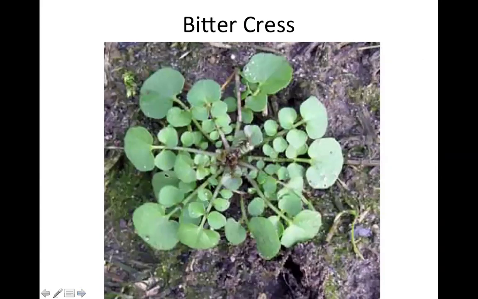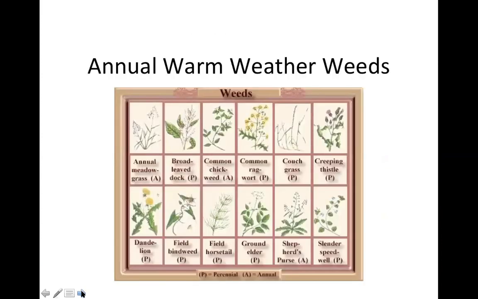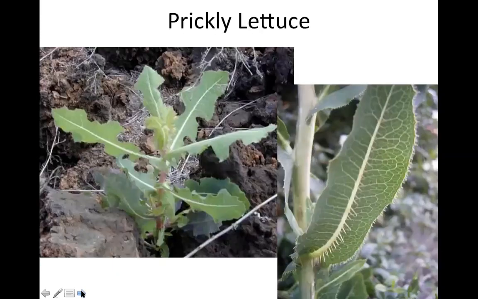Bittercress, again, they're pretty easy to deal with. I believe they shoot runners, but they just have these pods that you pull. You just want to make sure you get all the roots, or it will bounce back. Then these are some of your warm weather plants that you're more likely to see throughout the summer.